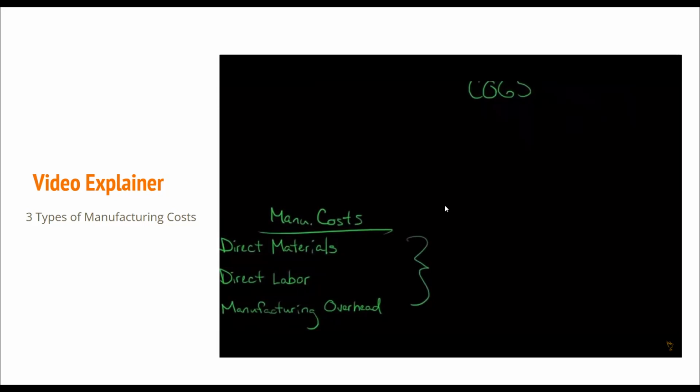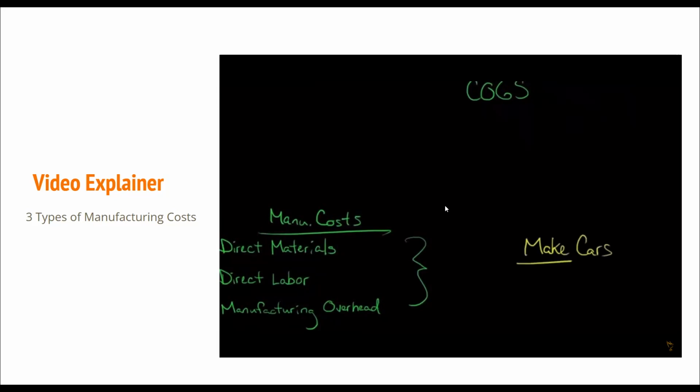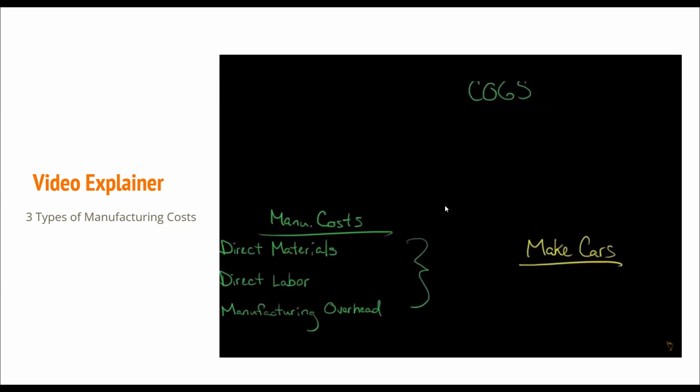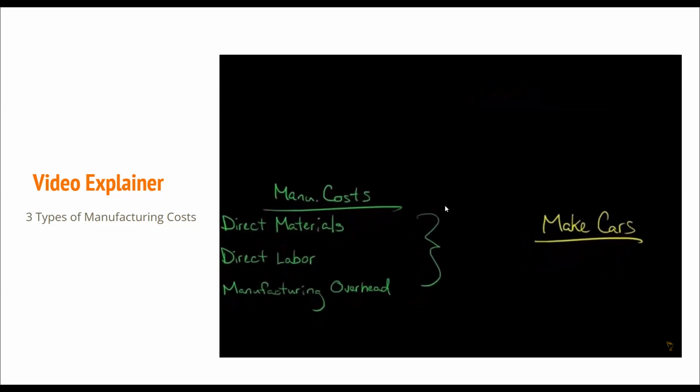I'm sure you've heard the term overhead before. You might not have an understanding of what it is, and we're going to talk about that in the video right now. So let's use an example. Let's say that you manufacture automobiles. So you make cars. That's what your firm does. We're going to use this example as we walk through direct materials, direct labor, and overhead, so it's a little bit less abstract.